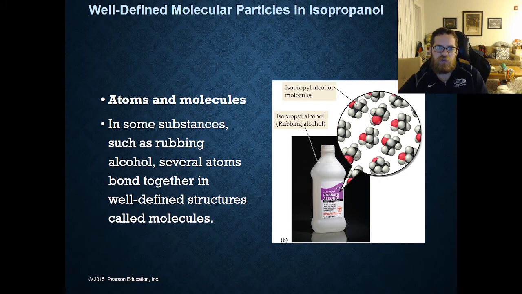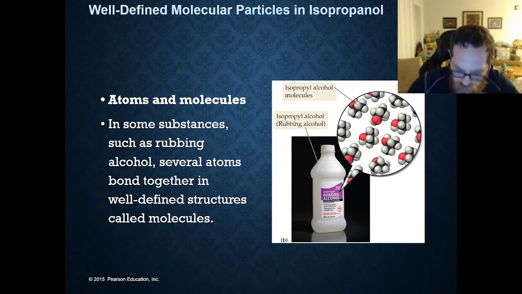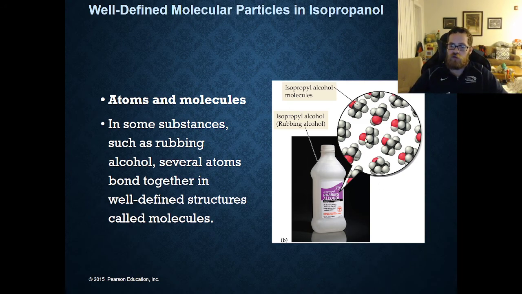However, if you have something like isopropyl alcohol or water, a molecule, these are well-defined structures. You cannot remove one of these atoms from the structure without it becoming something different. So for these images, the red usually represents oxygen, the black ones represent carbon, and the white ones represent hydrogen. So this is saying three carbons.